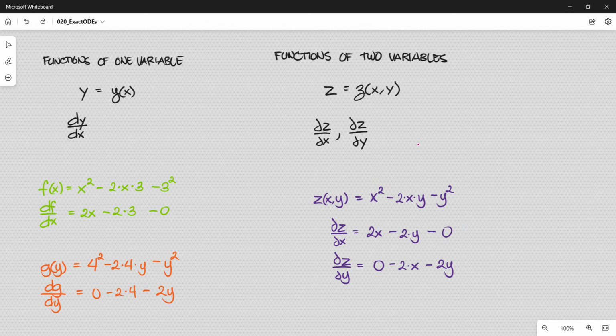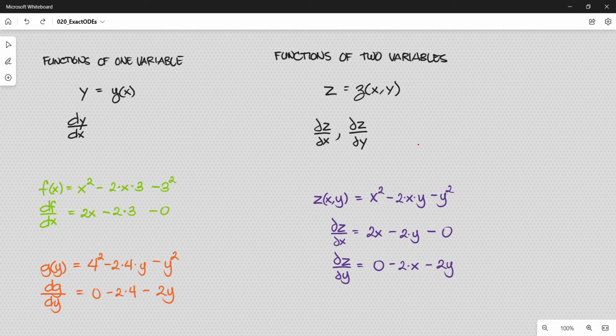For functions naman of two variables, tulad nitong z na function ng x and y, pwede natin kunin yung partial derivative ng z with respect to x, and pwede na natin kunin yung partial derivative ng z with respect to y. Pag kukunin natin yung partial derivative ng z with respect to x, i-hold natin yung mga y as constants. Saka natin kukunin yung derivative. Kapag naman kukunin natin yung partial derivative ng z with respect to y, i-hold natin yung mga x as constants. Saka natin kukunin yung derivative with respect to y.